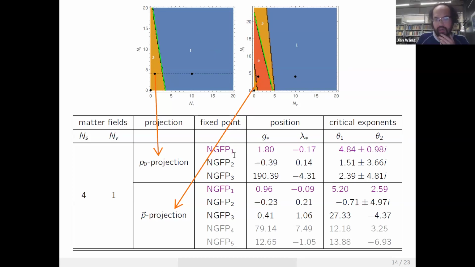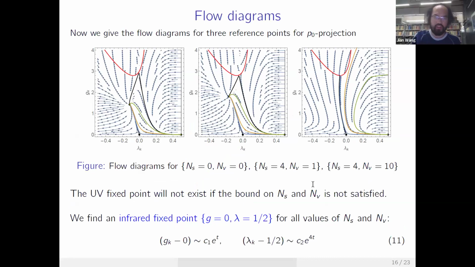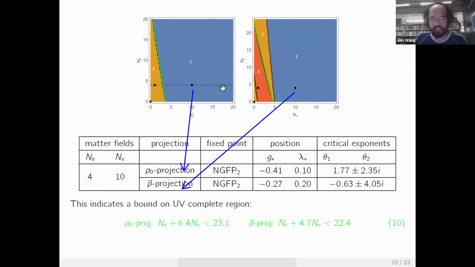That means there might be a collision or annihilation of the fixed points, like fixed point 1 and fixed point 3 just meet with each other and turn into the complete plane of the solution. So if we have time in the end, I will give more details about this. But first, I will go to the flow diagrams of the system. So now I give the flow diagrams for those 3 typical points here.